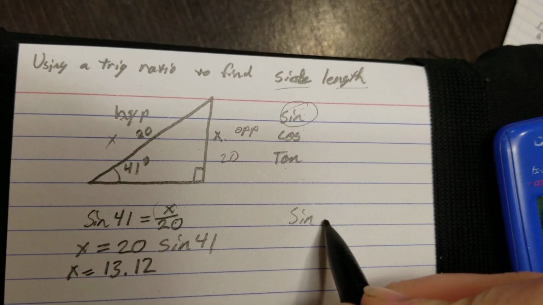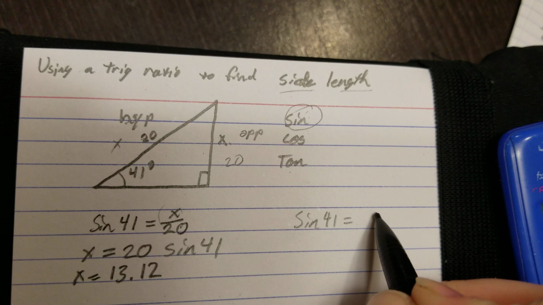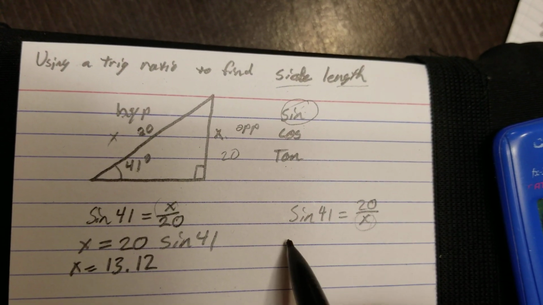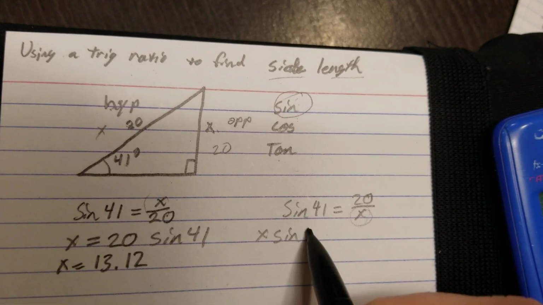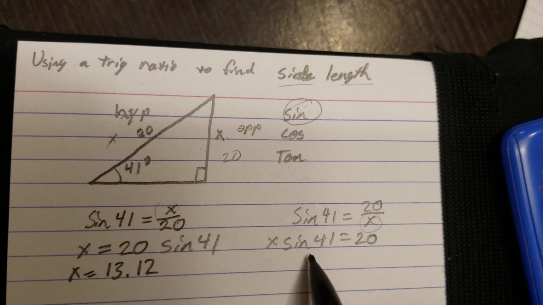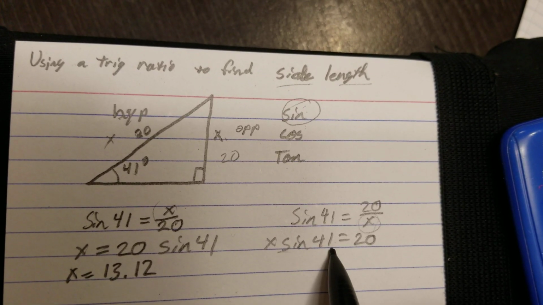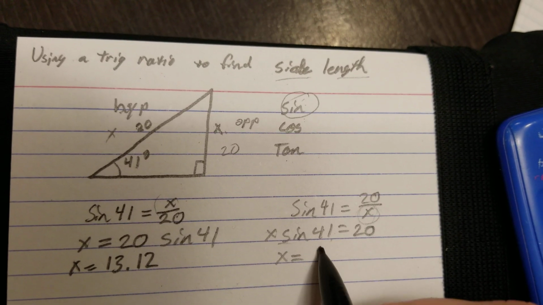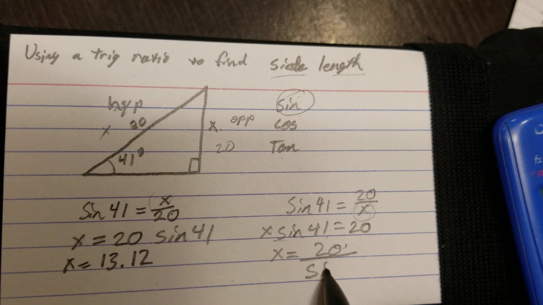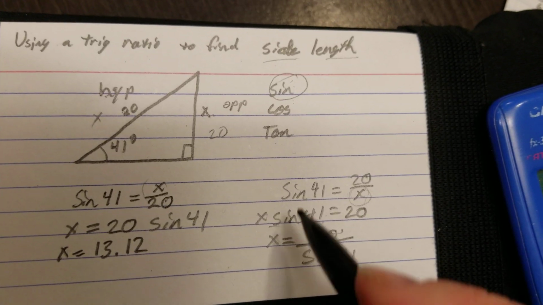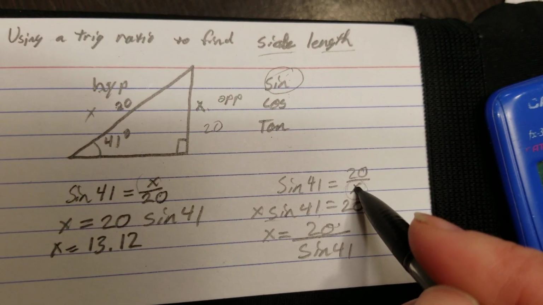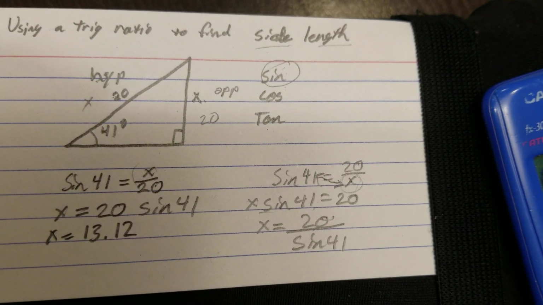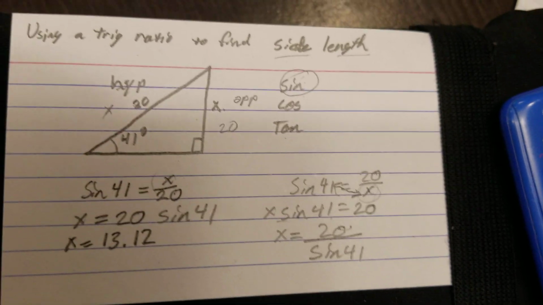So if I had sine 41 equals 20 over x, I have to bring the x out, so I'd still get x sine 41 equals 20. But then I have to divide by the sine 41 because the x cannot be in the denominator. So I get x equals 20 over sine 41. I want you to see that because when the x is in the denominator, you end up switching the x with the trig value. All right, that should be everything you need for this lesson.